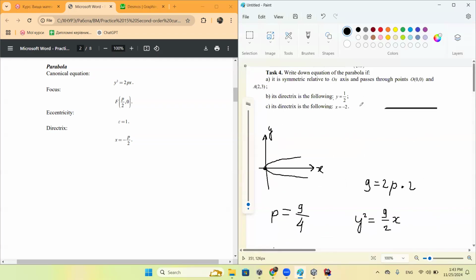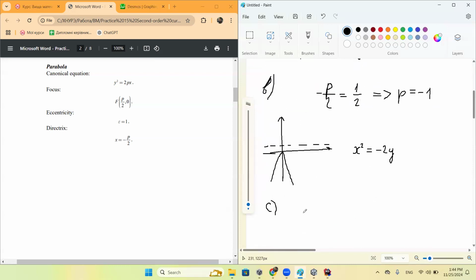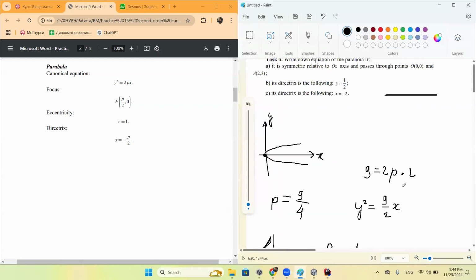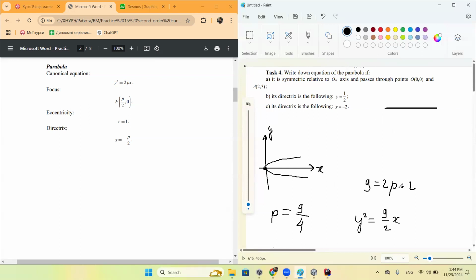Then analogically, the directrix equals x equals -2. So minus p by 2 equals -2. So it means that p equals 4. So y in power of 2 equals 8x. And that's it. Any questions about this task? About parabola equations?